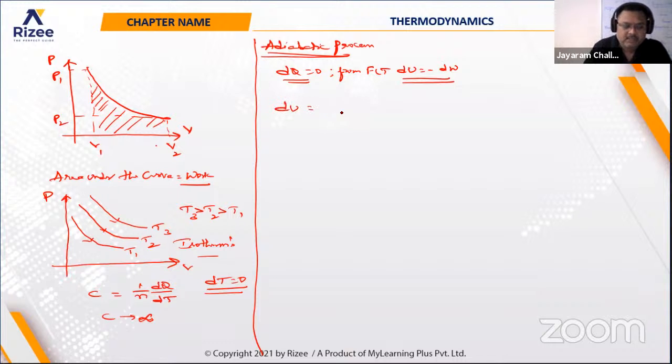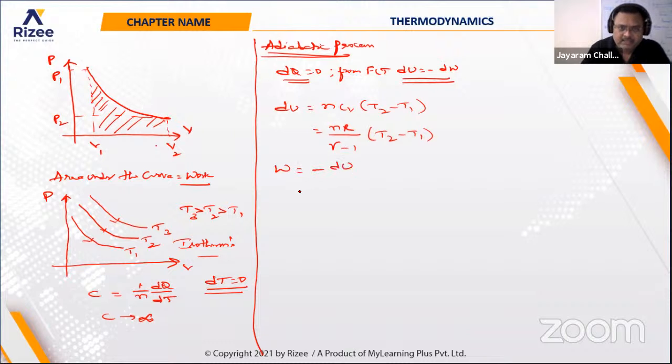Since heat supplied is equal to 0, the change in internal energy you can write as dU is equal to nCv times (T2 minus T1), where Cv is nothing but R by gamma minus 1. So dU is n into R by gamma minus 1 into (T2 minus T1). This is your internal energy. And as we know that work done is equal to minus dU, the same equation can be written as nR by gamma minus 1 times (T1 minus T2). So this is your work done.